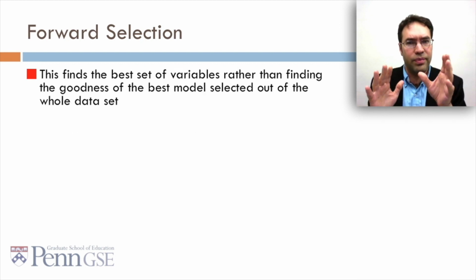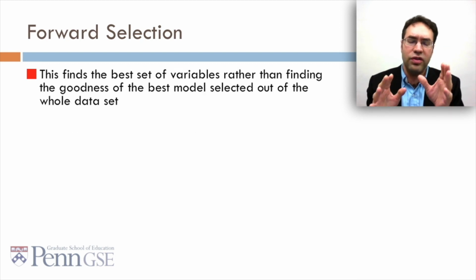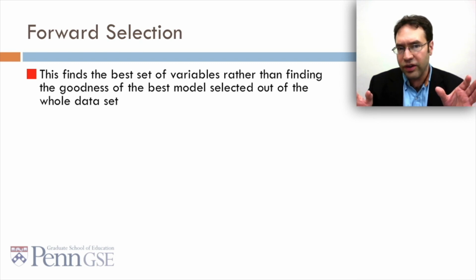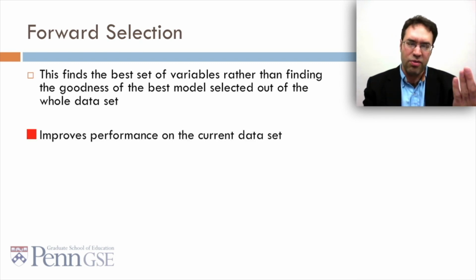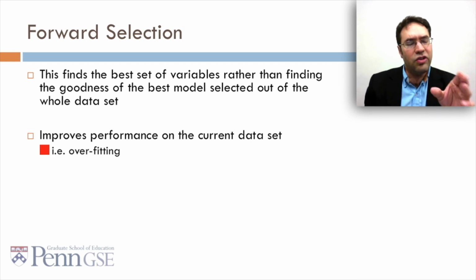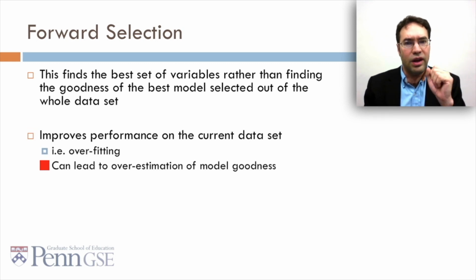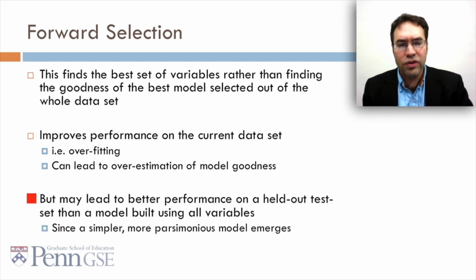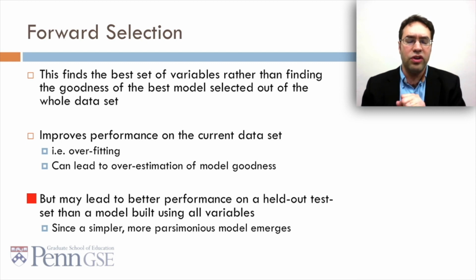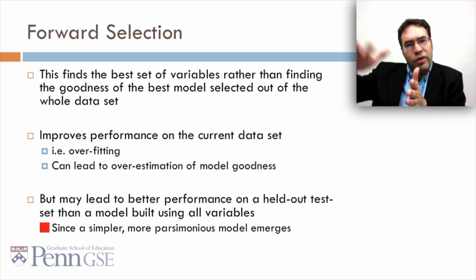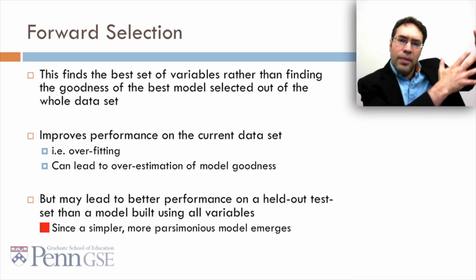This approach finds the best set of variables rather than finding the goodness of the best model selected out of the whole data set. It improves performance on the current data set. It's almost guaranteed to do that. E.g., it's overfitting. It can lead to overestimation of model goodness. But you still may want to do it, because it may lead to better performance on a held-out test set than a model built using all variables. And that's because, by definition, it's also going to produce a simpler, more parsimonious model. So even though it's improving performance on the current dataset, it's also becoming more parsimonious.